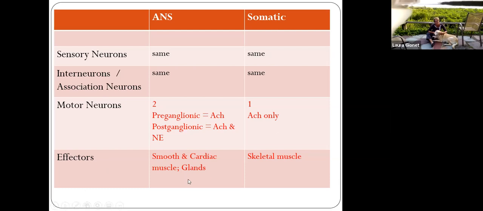And then the effectors of the autonomic nervous system are cardiac muscle, smooth muscle, and glands, and the somatic division, skeletal muscle only.